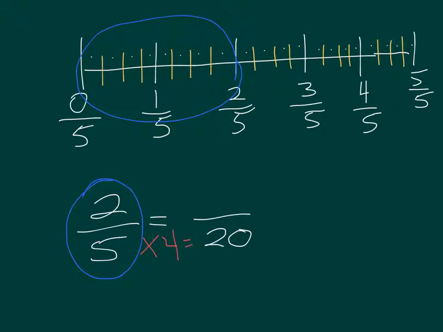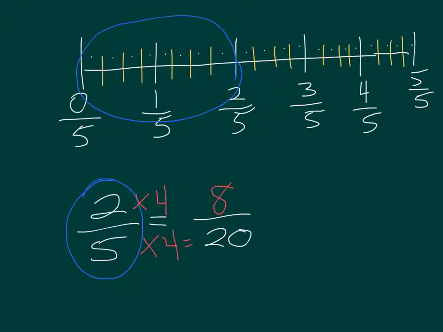Well, if you recall, we talked a lot about balance, and whatever you do to one side of the fraction here, you also need to do to the other in order to keep this fraction equal. So if we do multiply the bottom times 4, we need to do the same to the top, and that will get us 8.